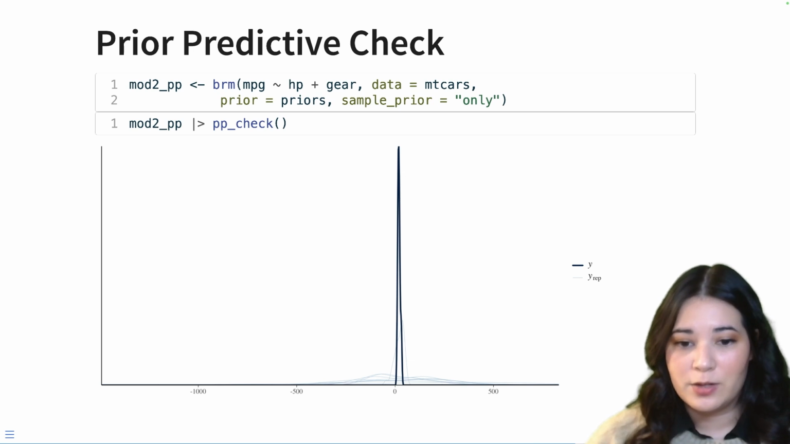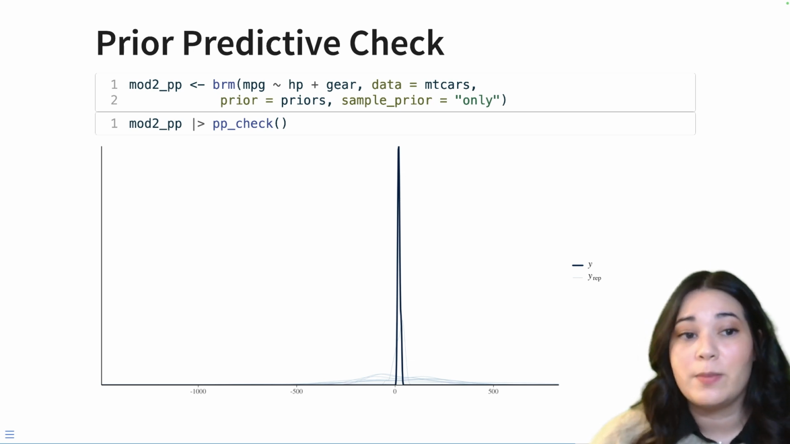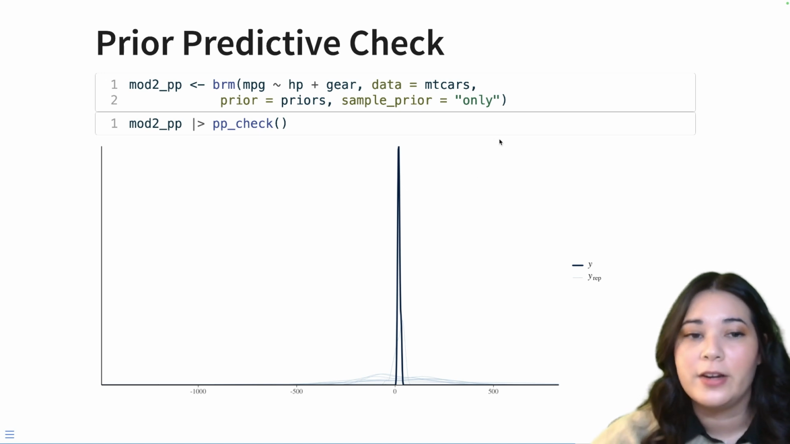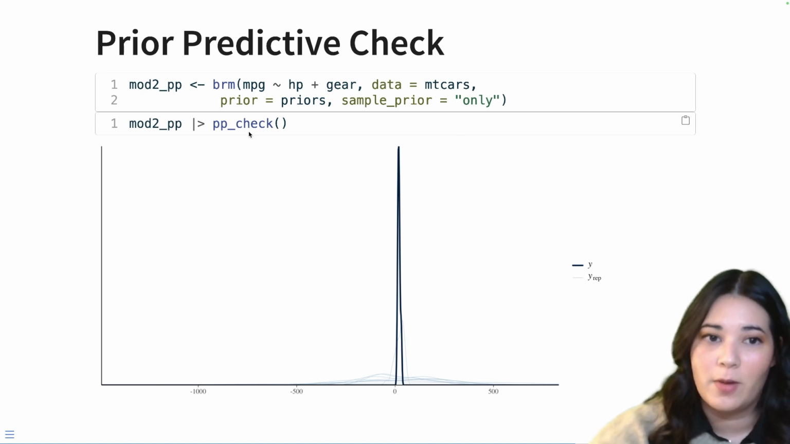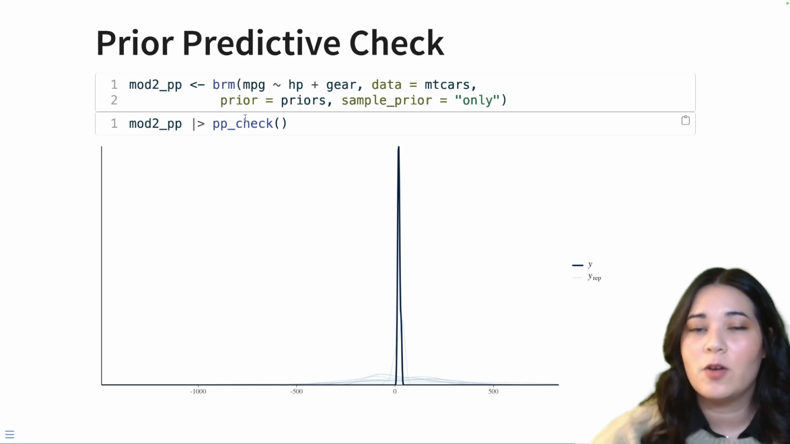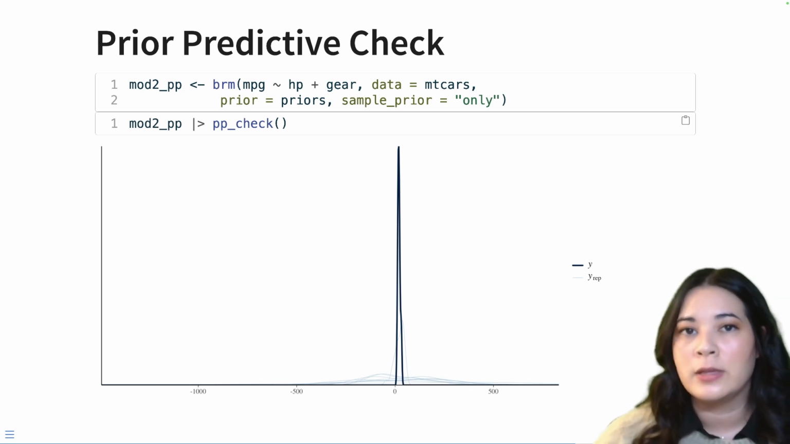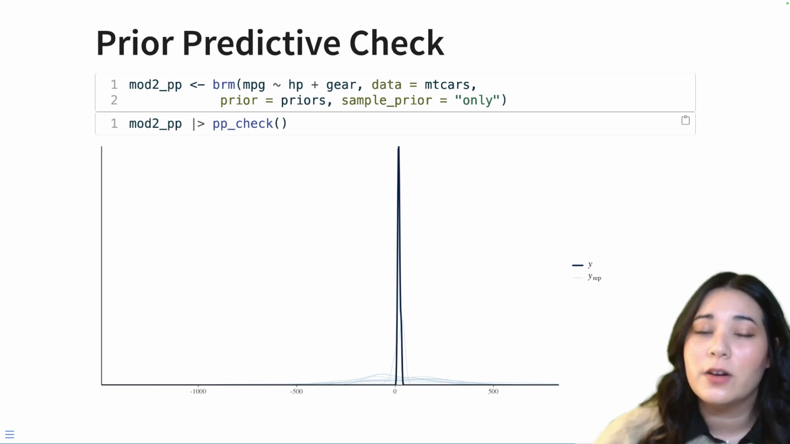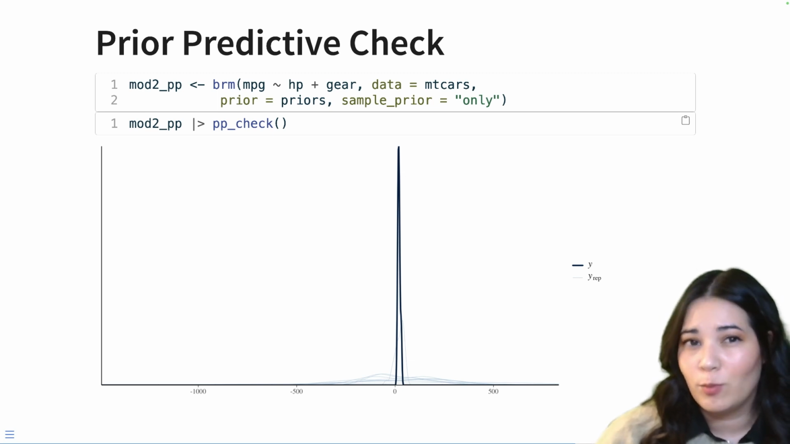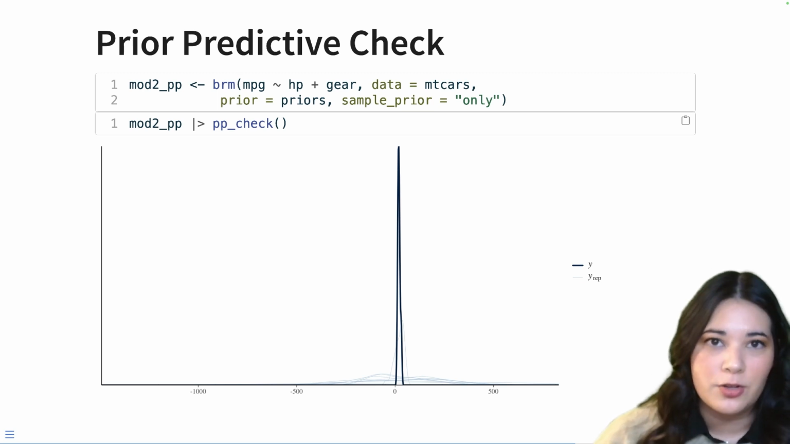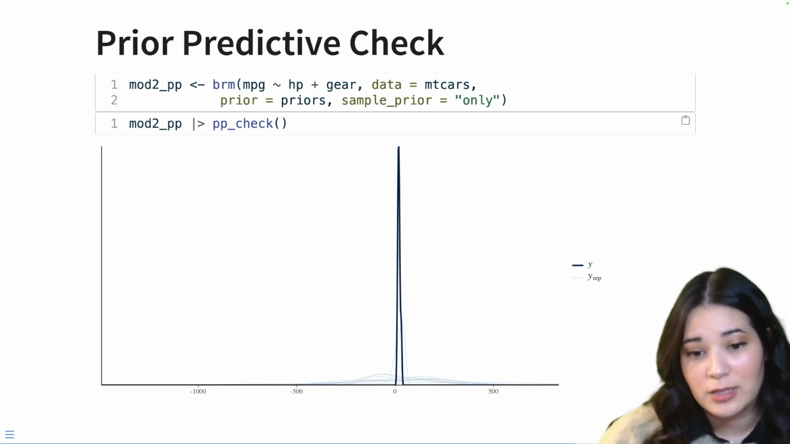Now that I have a reasonable prior, maybe I want to do a prior predictive check. So I fit my model using sample_prior equals only, and I feed that fitted model into the pp_check function. Now, one thing I notice here is that while my data doesn't completely fall outside of what's reasonable with the prior, my data is far narrower than the values of the prior imply. So maybe if I had a little bit more time, I would go back and choose more informative priors that are reflective of what I actually expect to see.